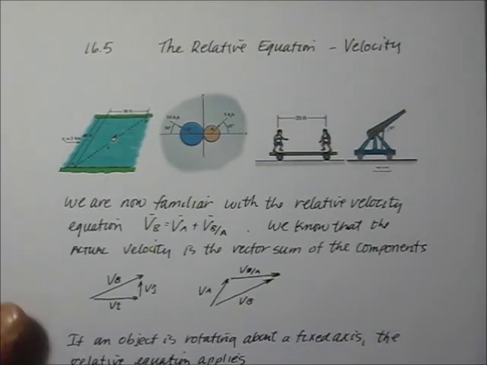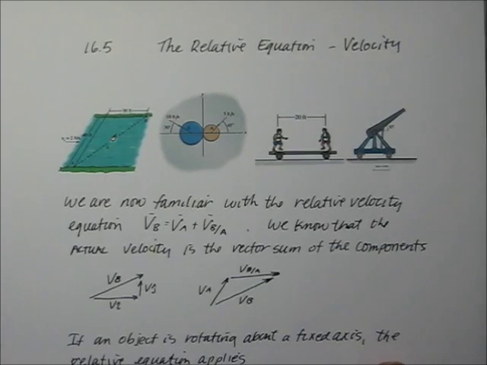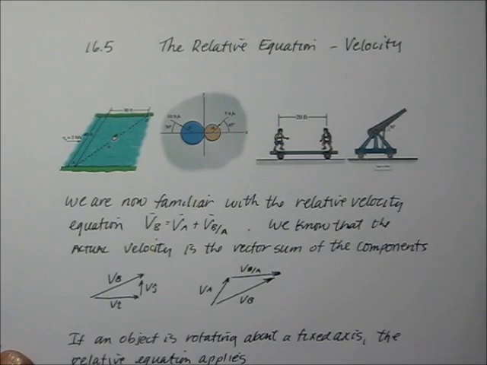All right, well, we've talked about the absolute approach to finding velocity and acceleration of complicated mechanisms. We're now going to talk about the relative equation for velocity. We've used the relative velocity equation several times.